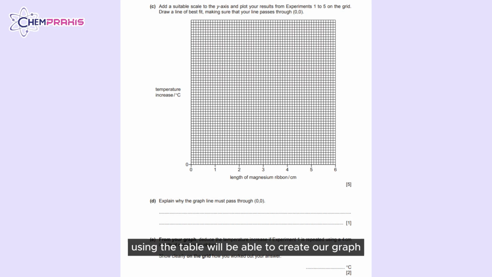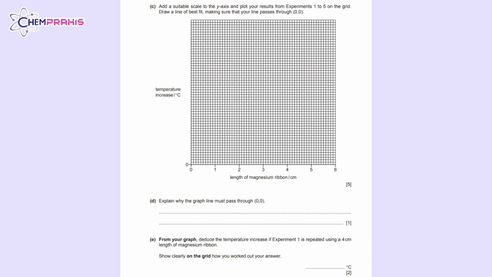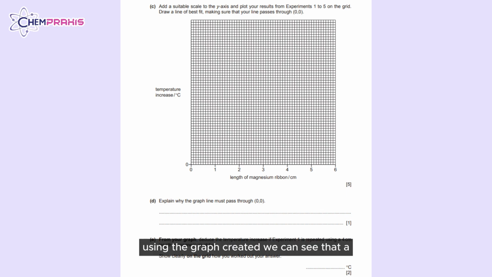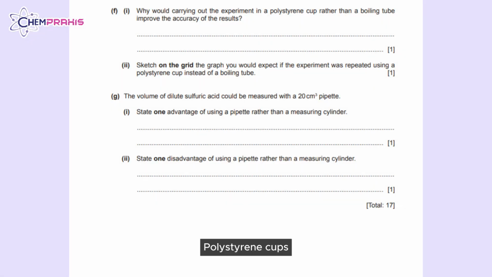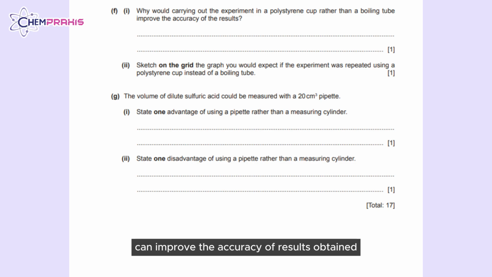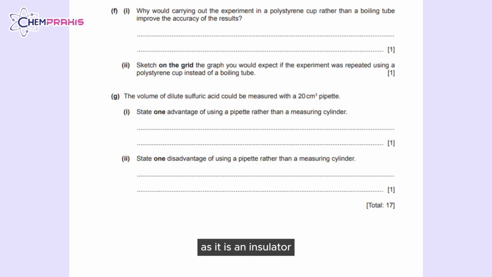Using the table, we'll be able to create our graph. The graph must pass through 0, 0, as there is no reaction when no magnesium ribbon is used. Using the graph created, we can see that a 4 cm magnesium ribbon would create a temperature increase of around 13 degrees Celsius. Polystyrene cup can improve the accuracy of results obtained as it is an insulator.